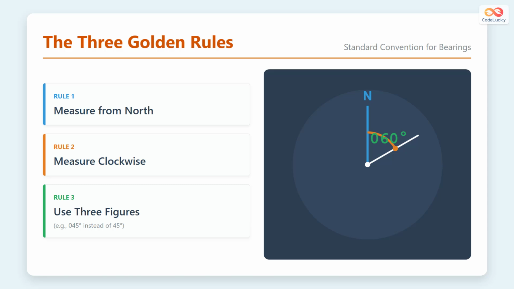There are three critical rules for bearings. 1. Always measure from the north line. 2. Always measure in a clockwise direction. And 3. Always write the angle using three figures, like 060 degrees.